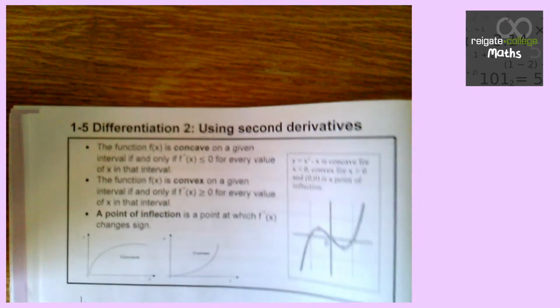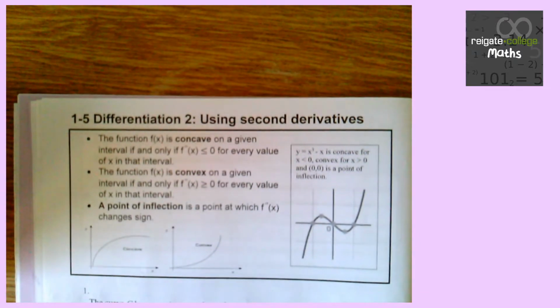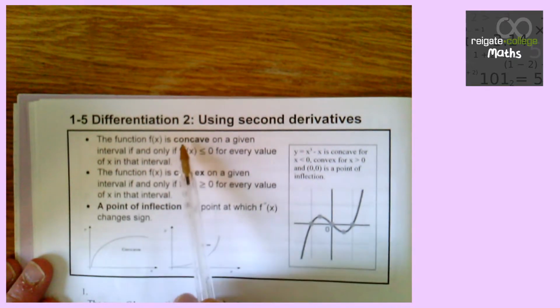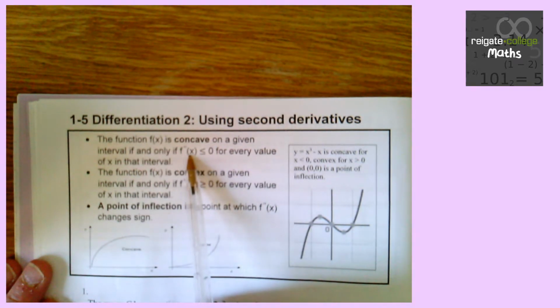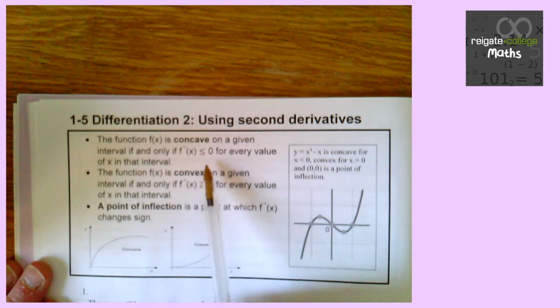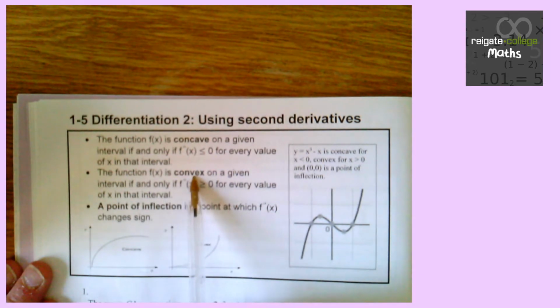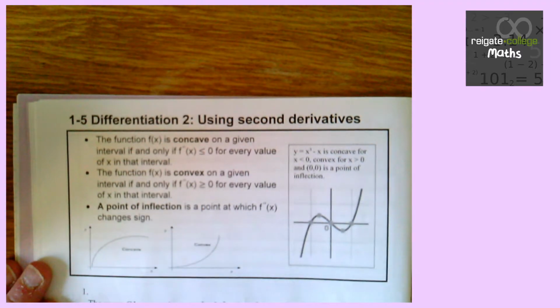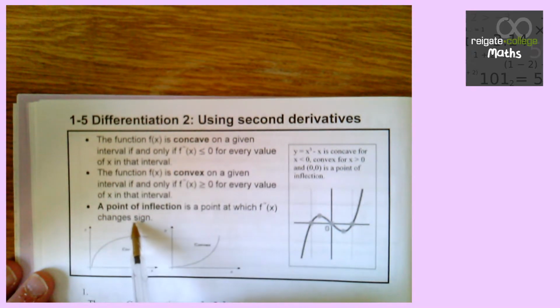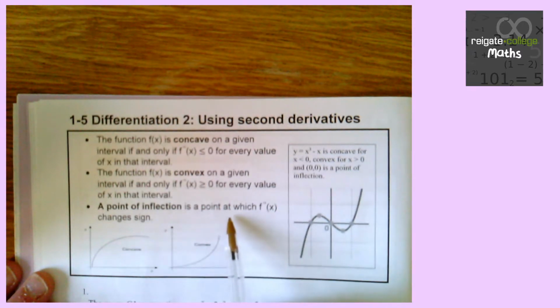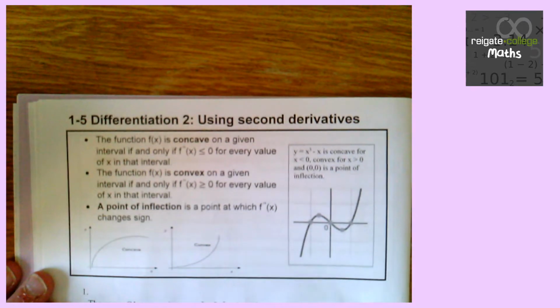So let's go and look at our course workbook now. The course workbook gives us our definition of concave is where the second derivative of the function, so it's written in function notation here, f double dashed of x is less than or equal to 0. Convex if f double dashed of x is greater than or equal to 0. Point of inflection is the point at which f double dashed of x changes sign. So at one point, one side of it it's negative, on one side of it it's positive.